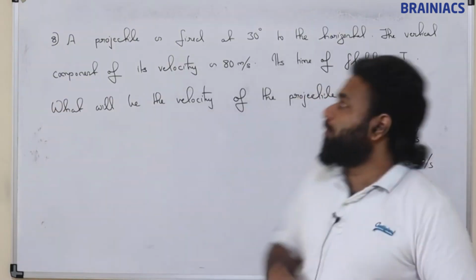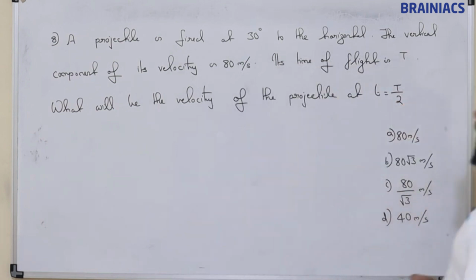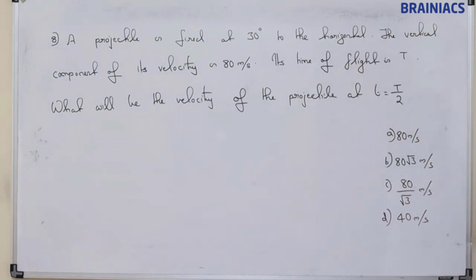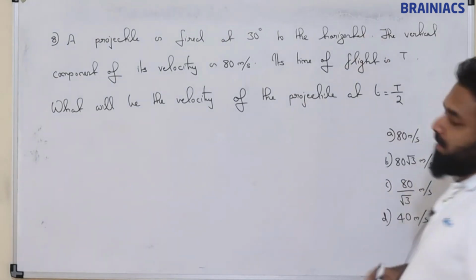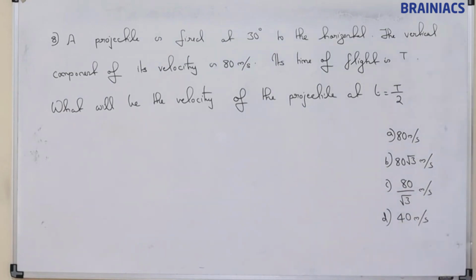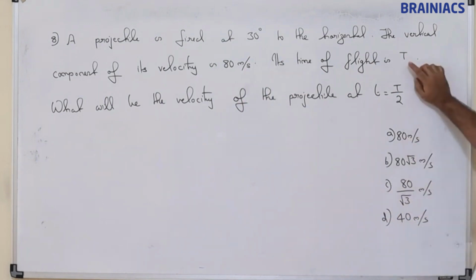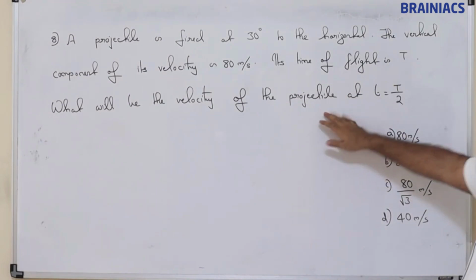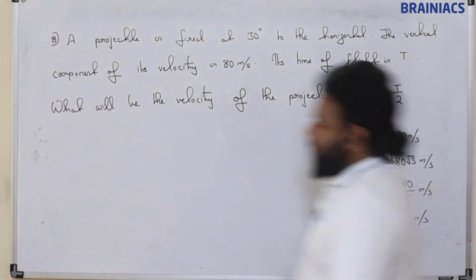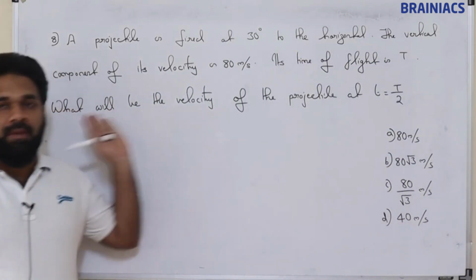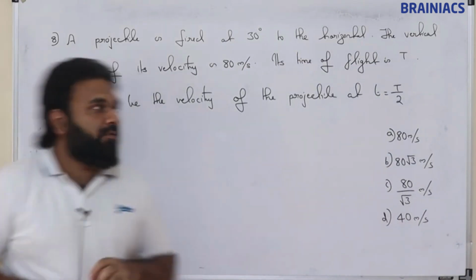Take the next question. A projectile is fired at 30 degrees to the horizontal. The vertical component of its velocity is 80 meter per second. Its time of flight is capital T. What will be the velocity of the projectile at t is equal to T by 2? Okay, so pause the screen, read the question again and try yourself.